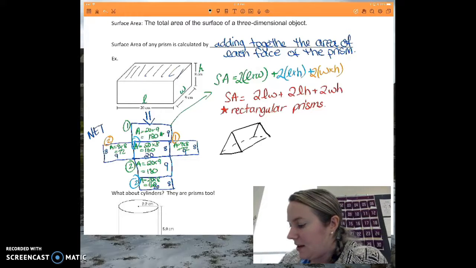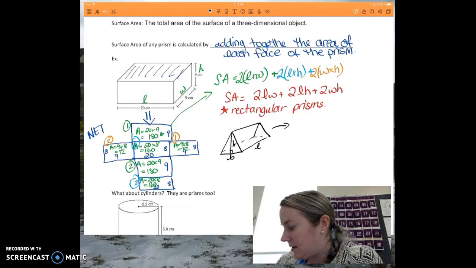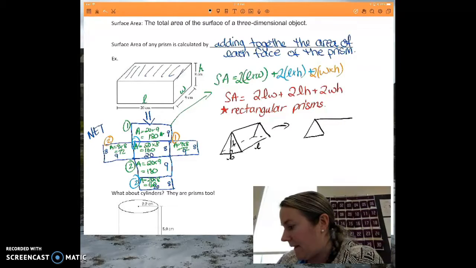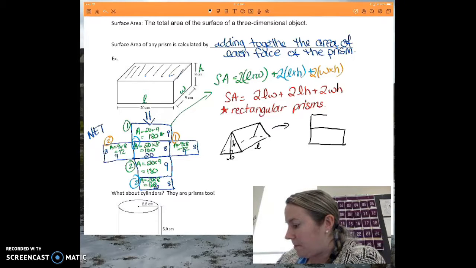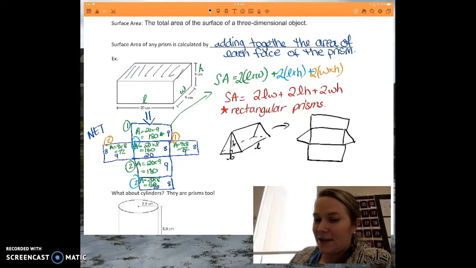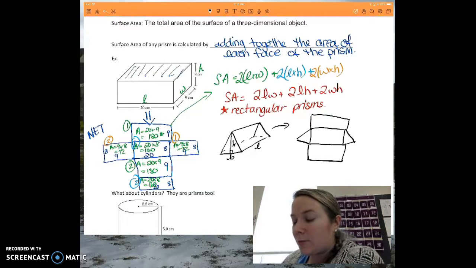Okay. Now remembering that this is the height, that's the base, that's the length. If I make this into a net, I get, let me see if I can draw this, a triangle with a, well, that's not very good, hold on. I'm usually quite good at drawing these things. So let's say I have a rectangle, a rectangle, a rectangle, a triangle, a triangle. That is what the net of a triangular prism looks like.